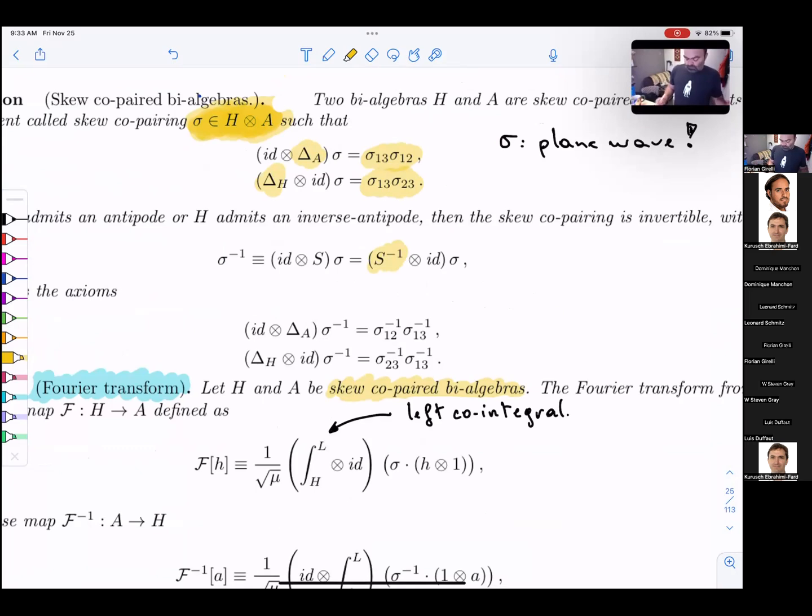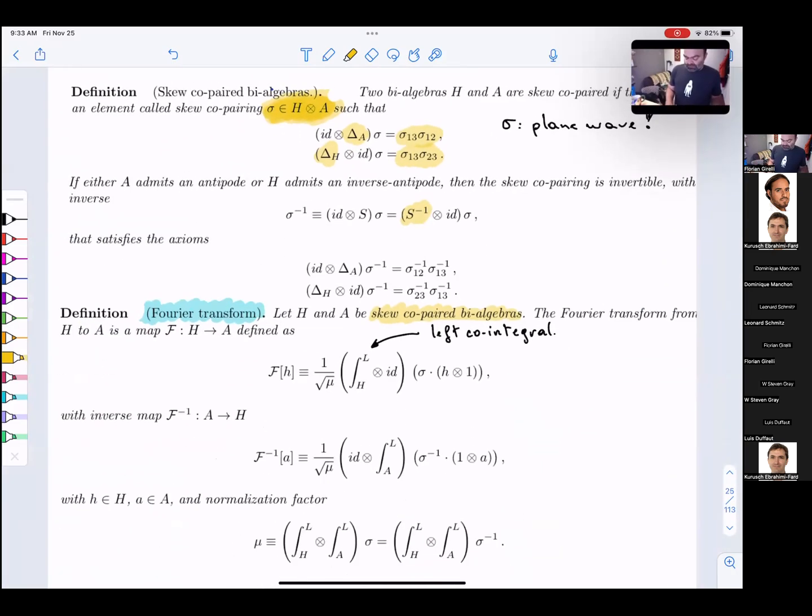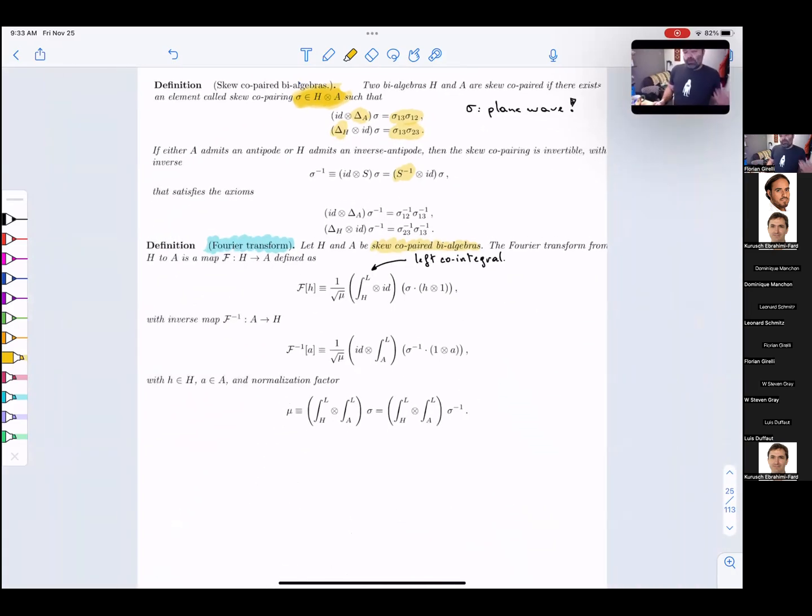And so those are compatibility properties. That's just encoding the compatibility properties for the plane wave. And if we have the plane wave, then we can actually introduce a Fourier transform.